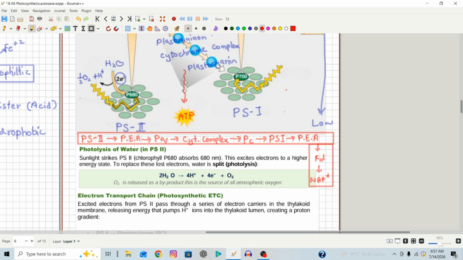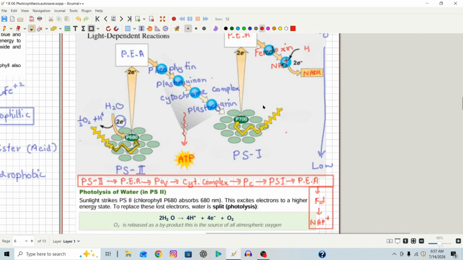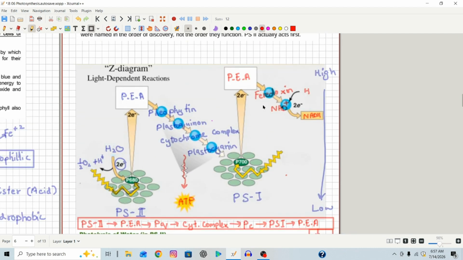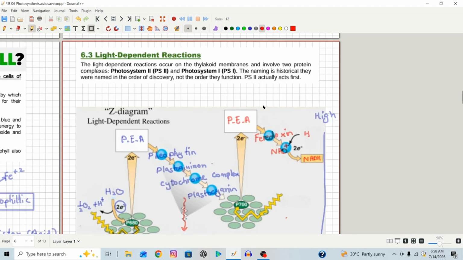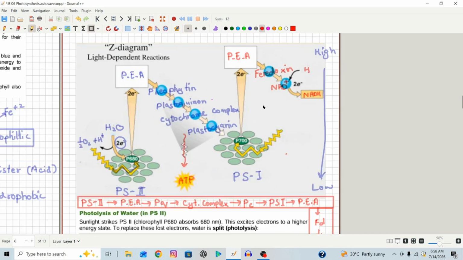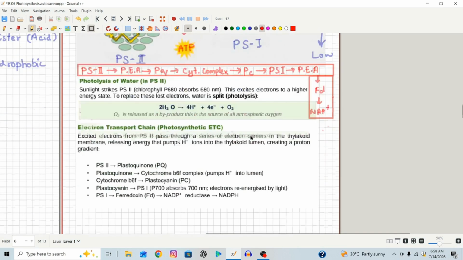So this is the whole process that is right in front of you. This is the whole cycle for non-cyclic photophosphorylation. So this was all about non-cyclic photophosphorylation. I hope you have understood until now what is happening here. So let's talk about some small steps that are in front of you.